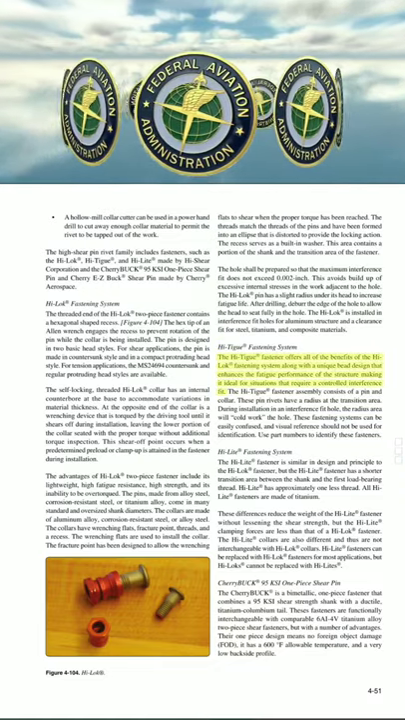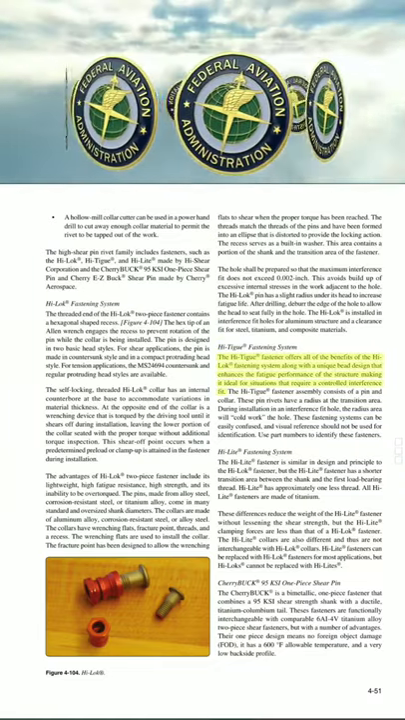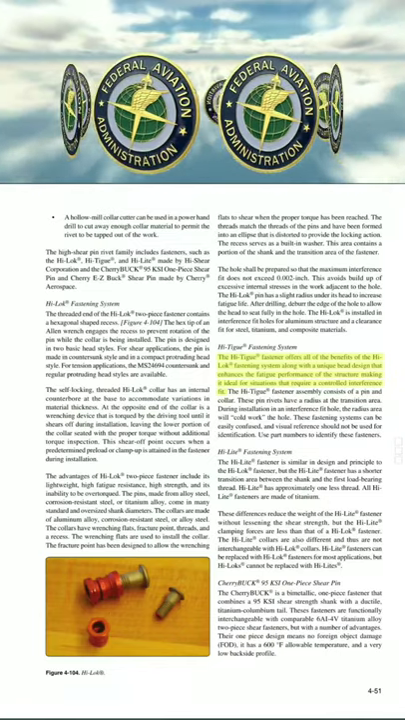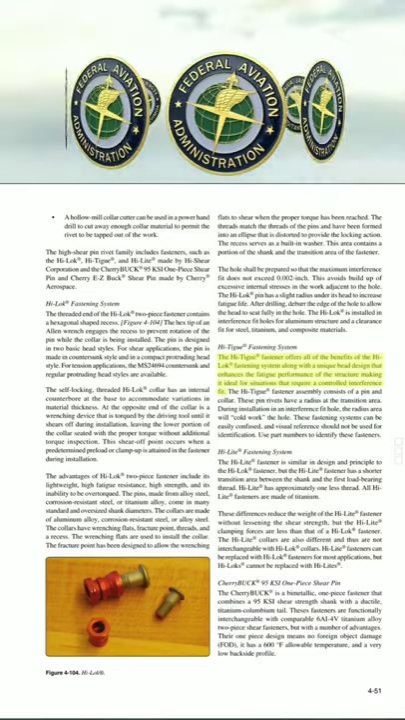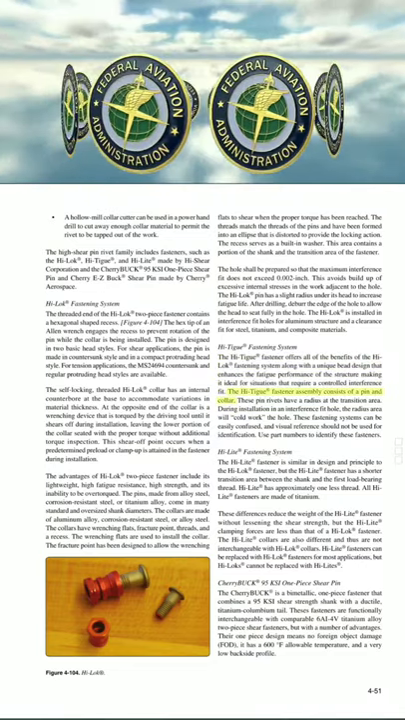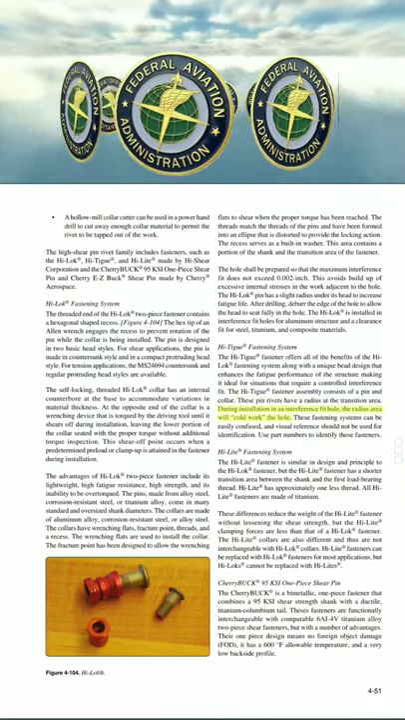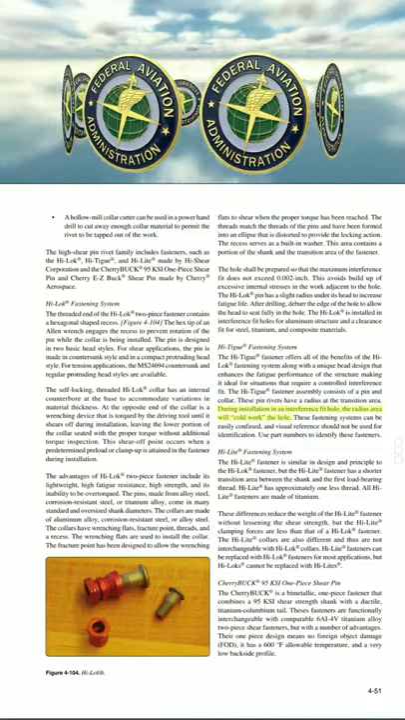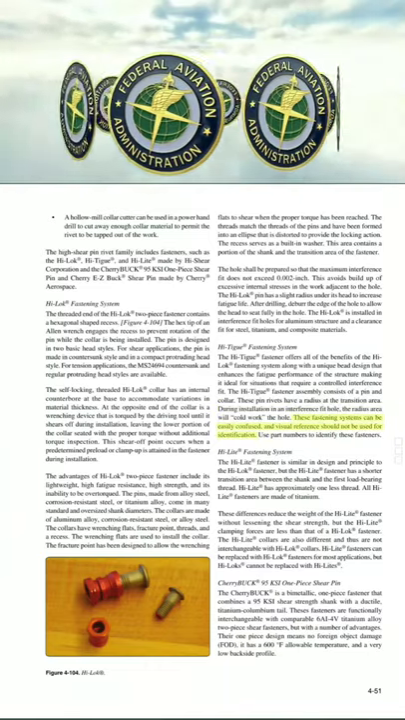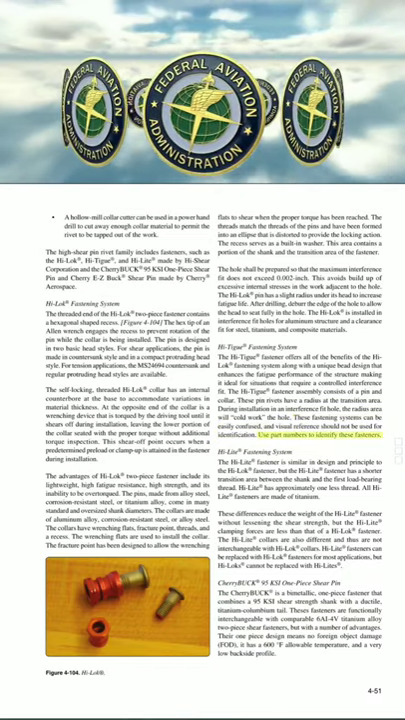Hi-Tek registered fastening system. The Hi-Tek registered fastener offers all of the benefits of the Hi-Lok registered fastening system along with a unique bead design that enhances the fatigue performance of the structure, making it ideal for situations that require a controlled interference fit. The Hi-Tek registered fastener assembly consists of a pin and collar. These pin rivets have a radius at the transition area. During installation in an interference fit hole, the radius area will cold work the hole. These fastening systems can be easily confused, and visual reference should not be used for identification. Use part numbers to identify these fasteners.